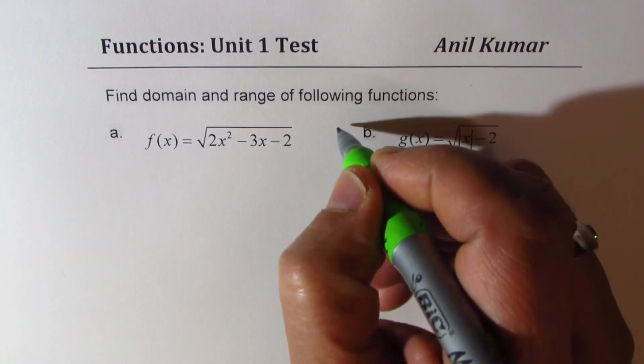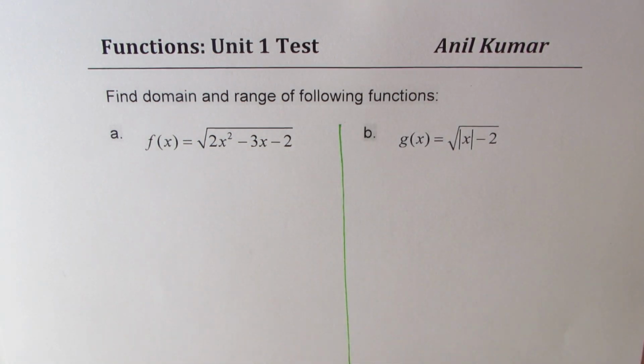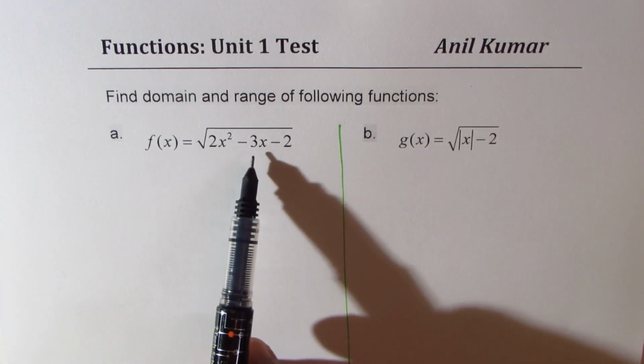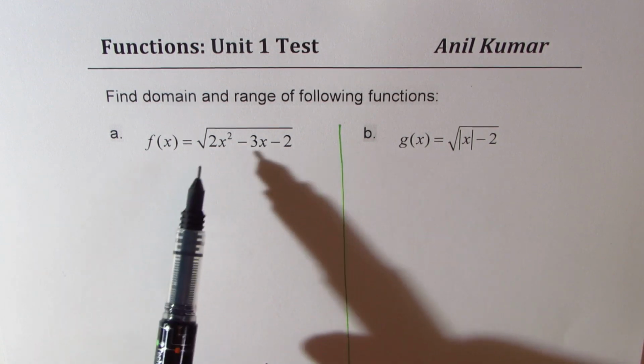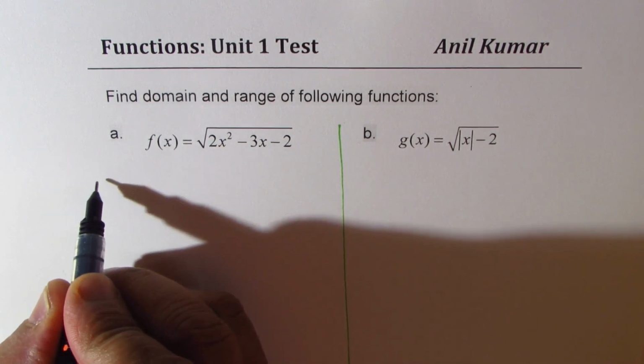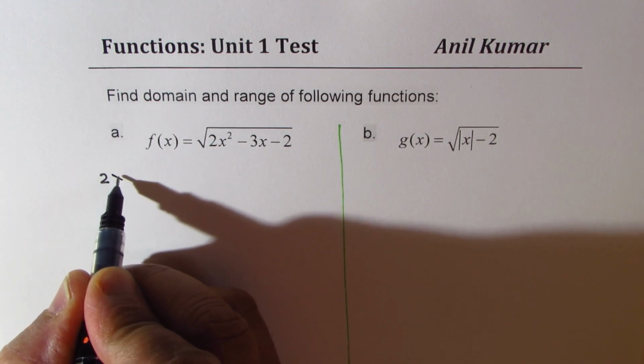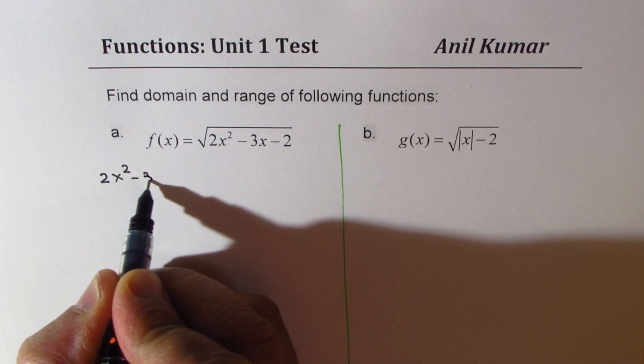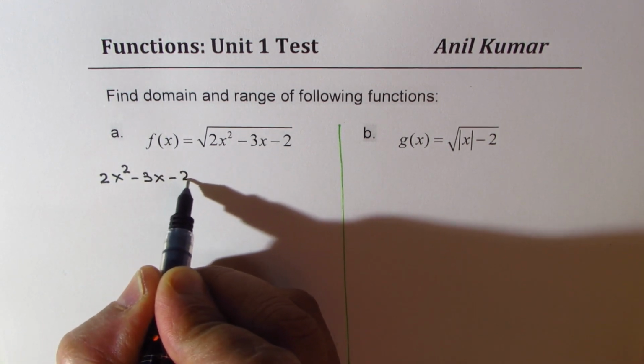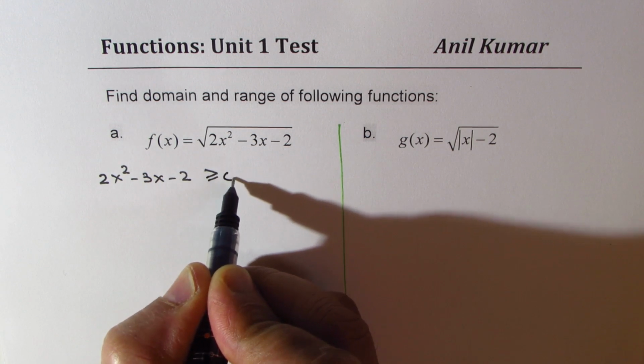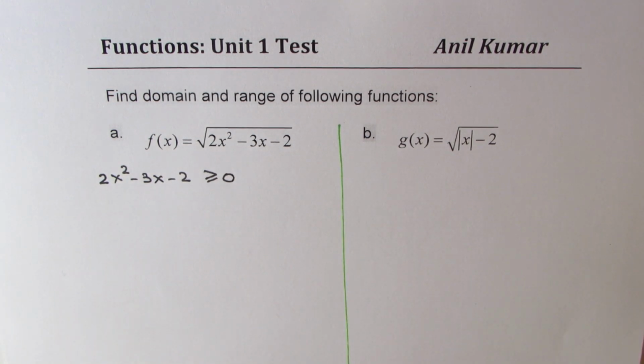Now let's begin with A, which is f of x equals square root of 2x squared minus 3x minus 2. Now for square root function, we know that 2x squared minus 3x minus 2 should be greater than or equal to 0. Alright, so that is the basic thing which we need to solve.